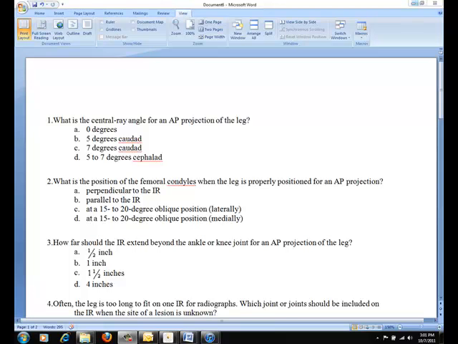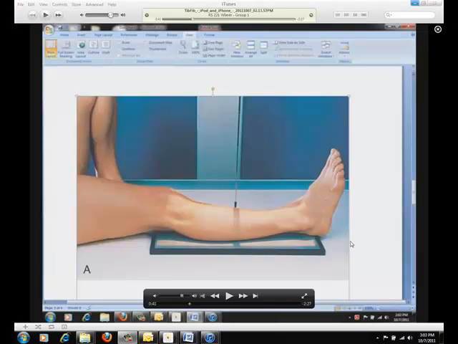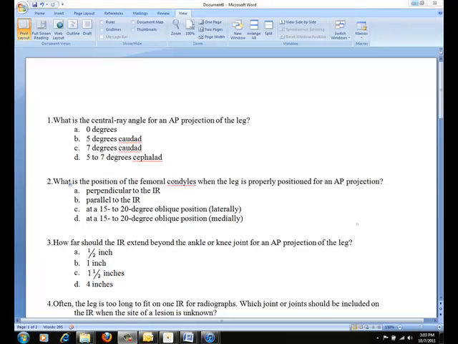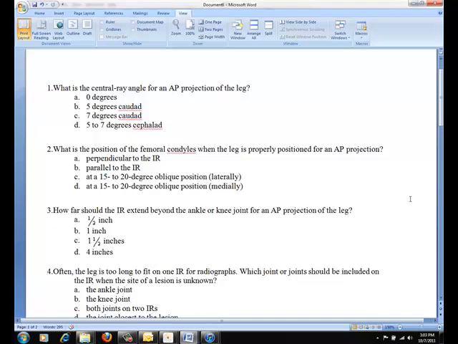Let's go ahead and look at number 3. How far should the IR extend beyond the ankle or knee joint for an AP projection of the leg? 1/2 inch? 1 inch? 1.5 inches? 4 inches? Let's see what I had to say. The IR must extend 1.5 to 2 inches beyond the joints. There you have it, the most correct answer, 1.5 inches. Now let's move on to the next question, question 4.